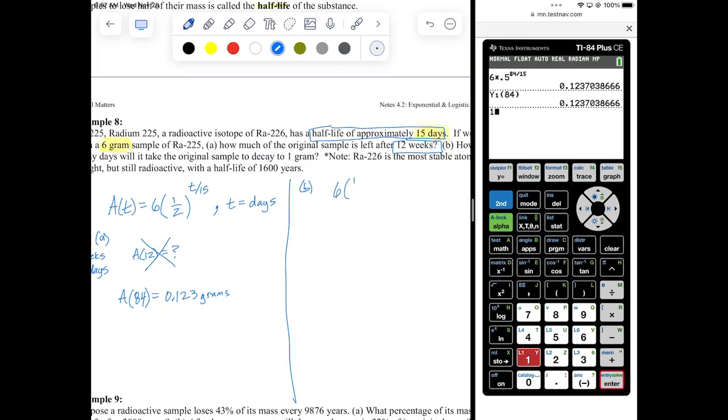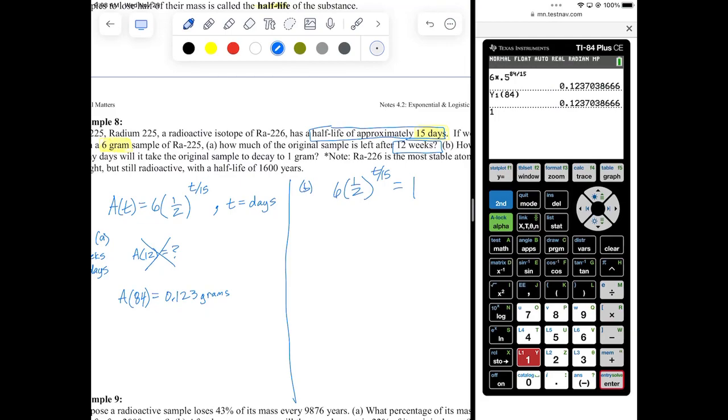So I'm going to get 6 times 1/2 to the t divided by 15, and it's going to equal 1. Now, once again, when we learn about properties of logs, we're going to be able to solve this algebraically. But we don't know about logs just yet, or we're not going to review them from Algebra 2. But in order to unexponentiate this and get the t onto the ground floor so we can solve for t algebraically, we need a log. We need to know about the inverses of exponents, which are logs, and we don't know that yet. So we're going to solve this one graphically.